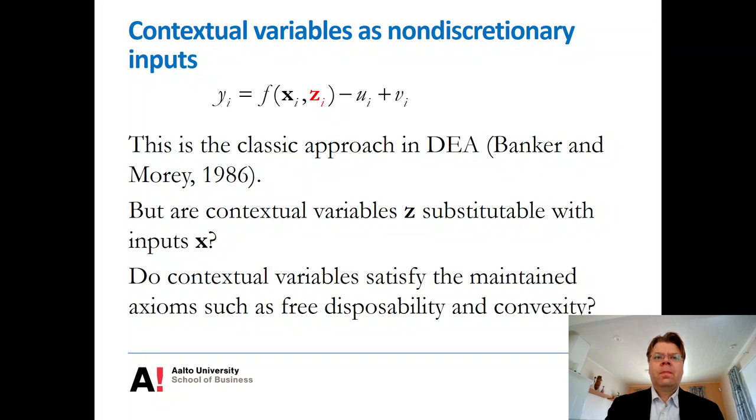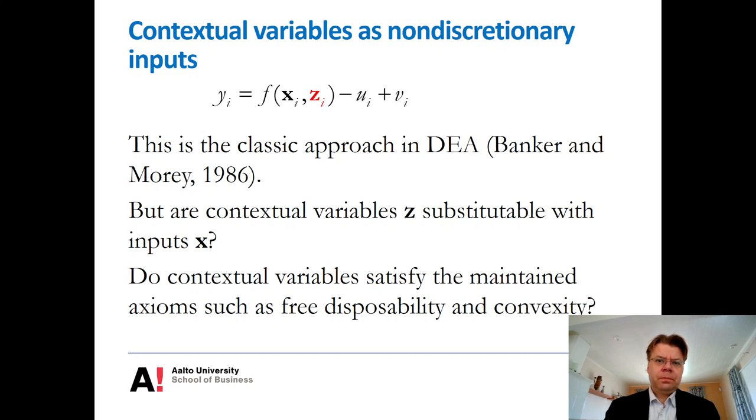And I mentioned also that it's therefore a little bit questionable if these traditional axioms are satisfied for the contextual variables. Well, this kind of approach of modeling contextual variables together with the inputs and outputs and not assuming any separability of the inputs and contextual variables is also still nowadays used, for example, in the robust order alpha methods, which typically assume this kind of structure that the frontier depends on X and Z, and there is not any kind of separation or asymmetric treatment of the X and Z, except that some of these axioms like convexity can be relaxed for the Z variables. So in that sense, this kind of possibility is still utilized.